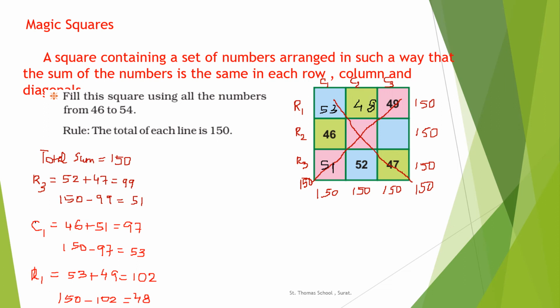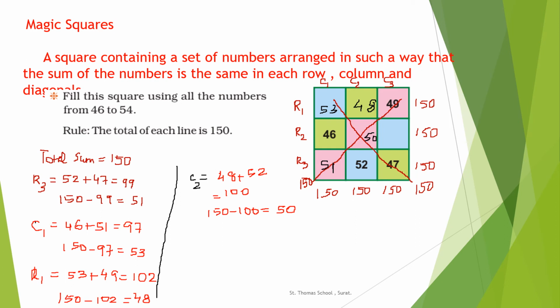Clear? Now the next is column 2. You can see the standing line, column 2. Once again, there are two numbers given to you. I'm showing the working over here so that you can understand it. Column 2 is equal to 48 plus 52. Clear? So what is 48 plus 52? The answer is 100. And as the total is 150, just deduct 150 minus 100, which gives you 50. So in the pink shade box, you have to write the number 50 over here.